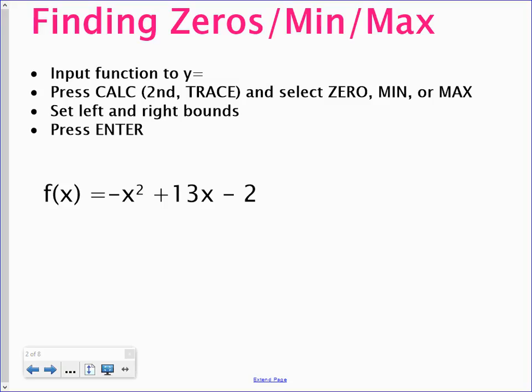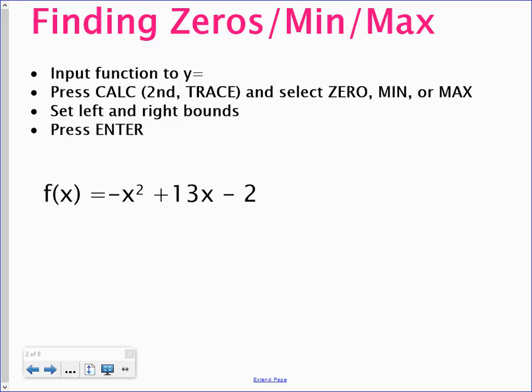About your graphing calculator, these would be the basic steps for finding zeros, minimums, and maximums in the graphing calculator. That very first step is going to be important to all graphing things that we do. You're going to input your function into the y equals menu. When I go up to the document camera, I'll show you what that looks like, where that y equals button is.